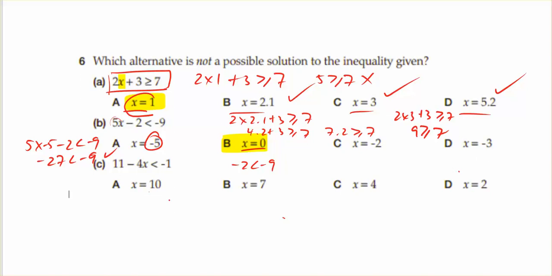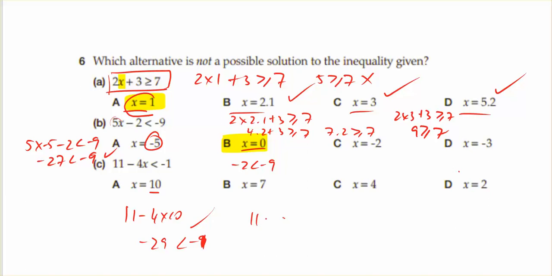So we'll do part C. Same thing here. If I substitute 10 in for x, we'll get 11 minus 4 times 10. So 11 minus 40 is equal to -29. So -29 is indeed less than -1. That's correct.